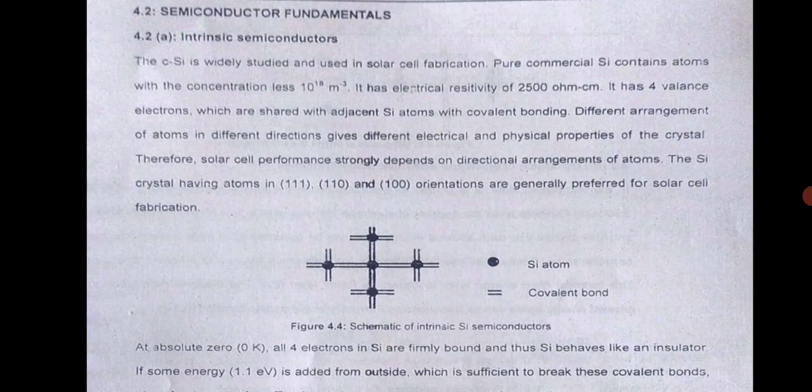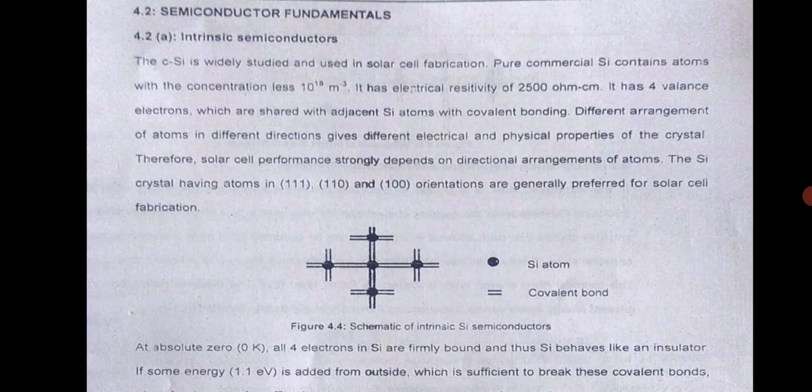So solar cell performance strongly depends upon the direction of arrangement of the atoms. This is a very important sentence: solar cell performance strongly depends on the direction of arrangement of atoms. In the covalent bonding between the atoms, the central silicon atom is surrounded by the 4 electrons of the neighboring silicon atoms attached to it, which is the basis for fabricating the solar cell from this semiconducting material.